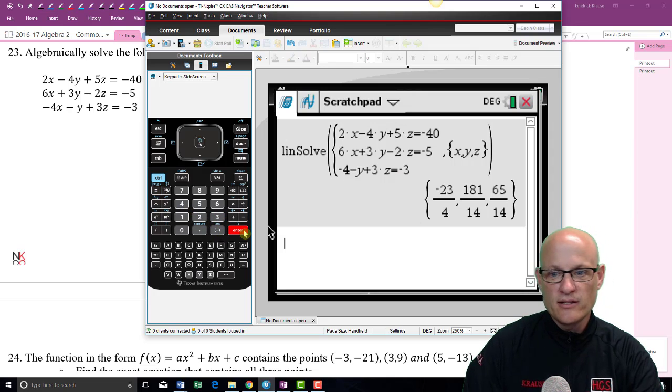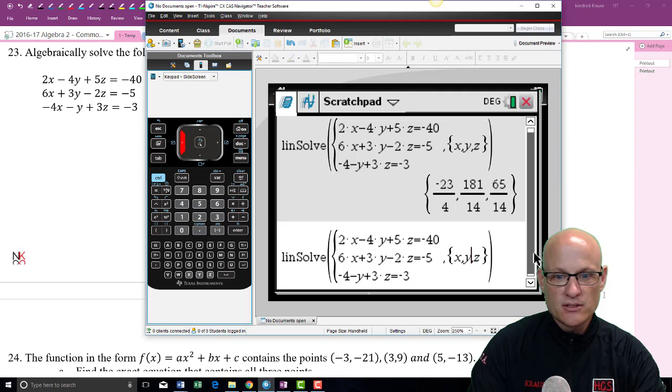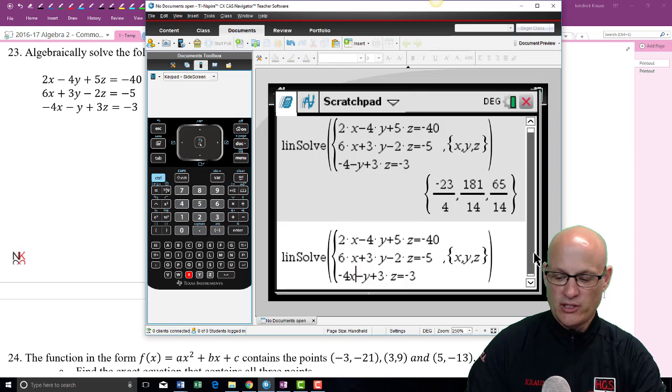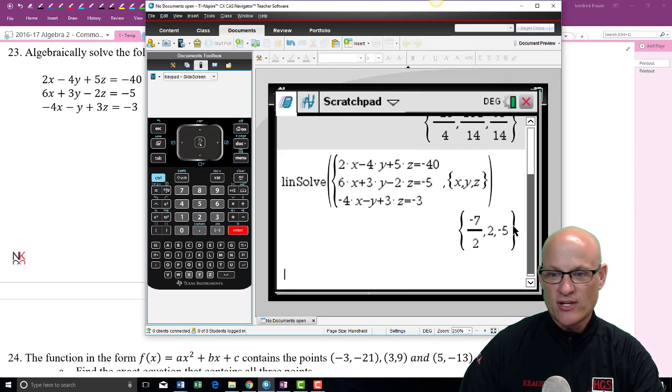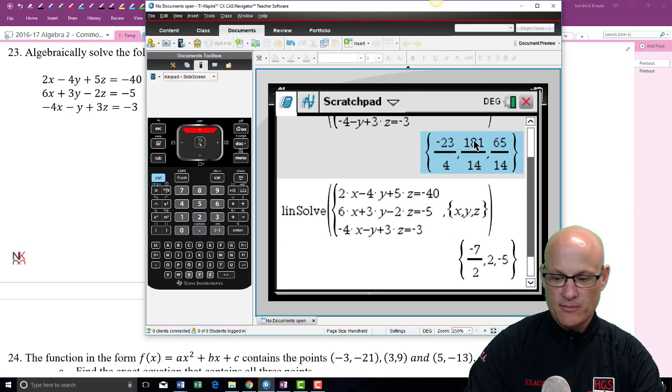Enter. See, those are crazy answers. So I must have made a mistake somewhere, and I didn't do it on purpose, I'll tell you that much. So I've got to find it. 2x minus 4y plus 5z equals negative 40. That appears to be right. 6x plus 3y minus 2z equals negative 5. And I'm getting nervous because it looks right. Oh, there it is. Negative 4x minus y plus 3z equals negative 3. Ah, much nicer answers. One weird one, but they're not crazy like these were, they're just a little weird.